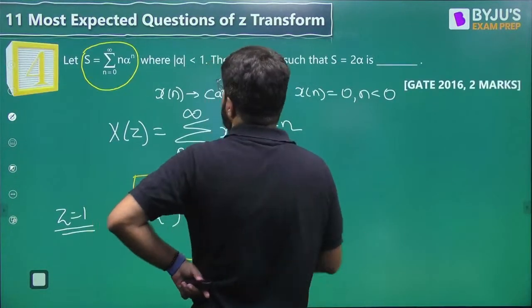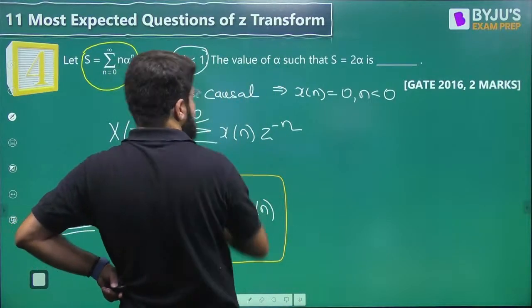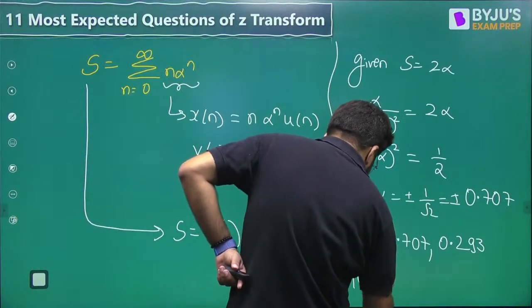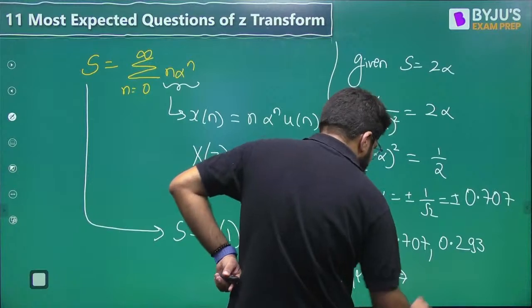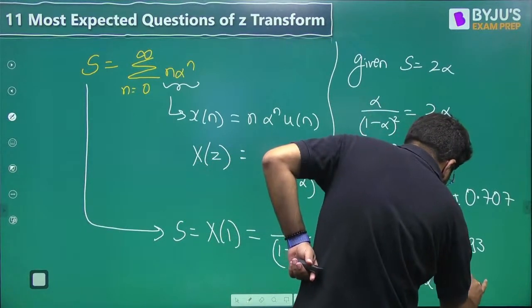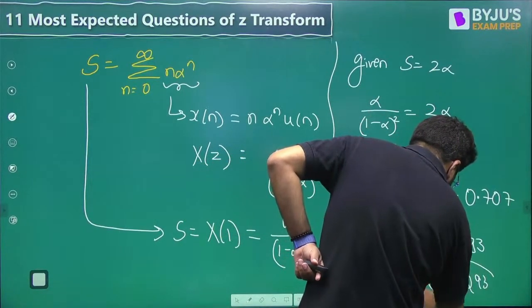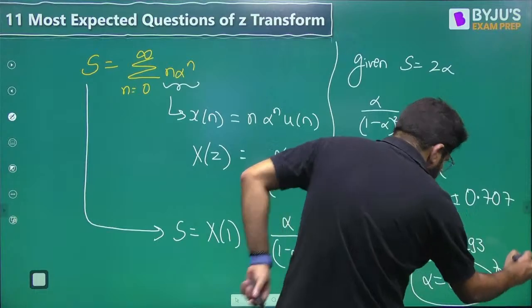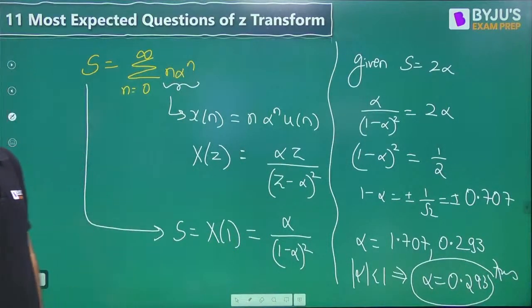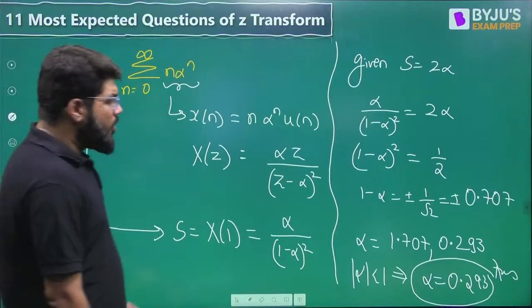Now given that modulus of alpha is less than 1, what should be the answer? Alpha is 0.293. It's an NAT type question. Alpha is 0.293.